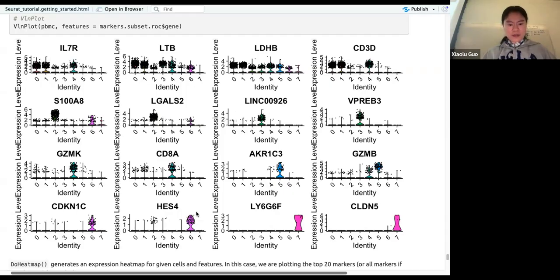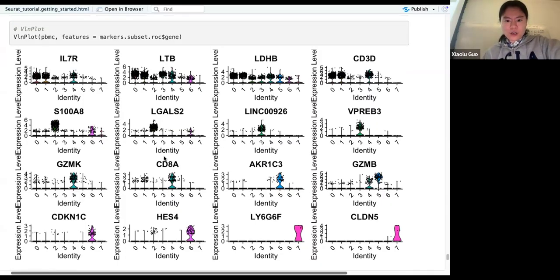This one can be considered a good marker, and it's highly expressed in cluster 6. Similarly, this one can also be considered good, because it's all zeros for the others and only distributed in cluster 6. And this one and this one are also good, right? And this is terrible. You can tell some information from it, but it's not perfect.